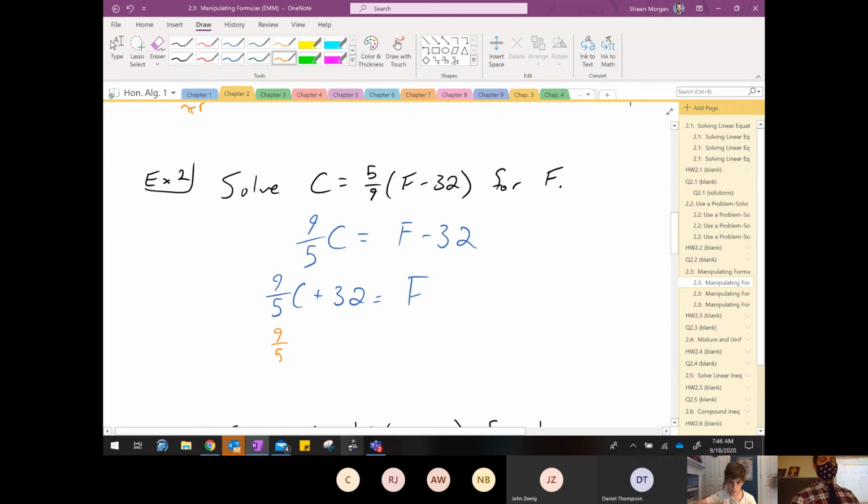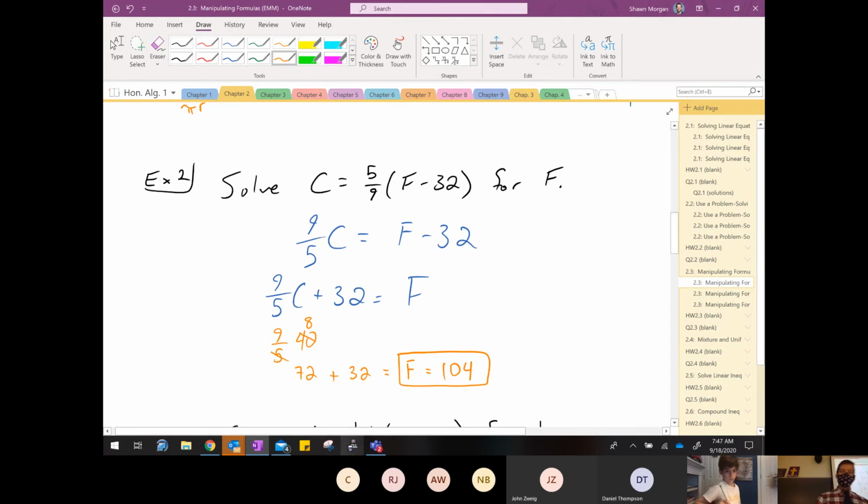9/5 times 40. 40 over 5 is 8. 8 times 9 is 72 plus 32. Ooh, doggy, you're right. Did you guys get 104? Yeah, because 0 degrees Celsius is 32.